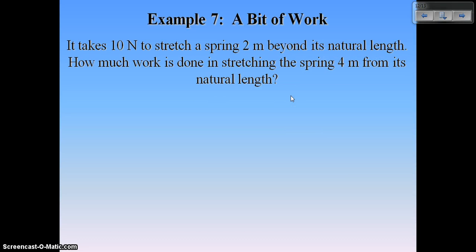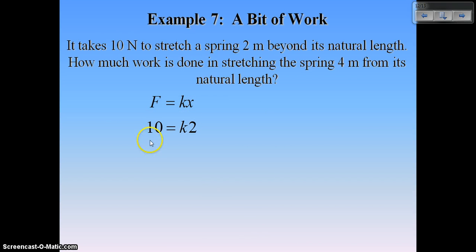Now you may be wondering why this is a varying force problem. Well, again, if you have ever stretched a spring or compressed a spring, you know that the amount of force that it takes initially is very different than the amount of force it takes as you continue to stretch or compress. So the first thing we need to do is find the spring constant K.